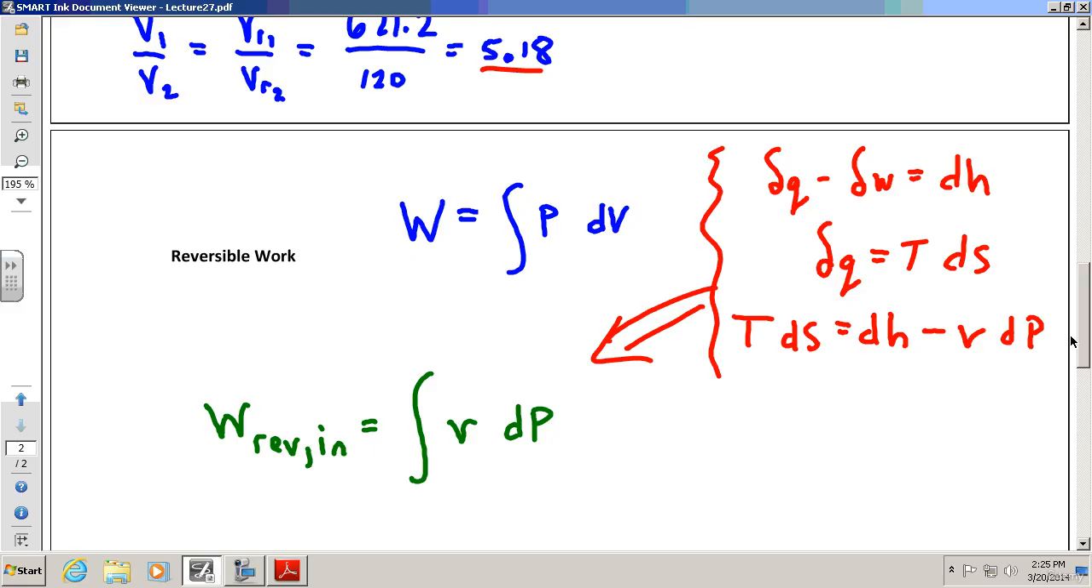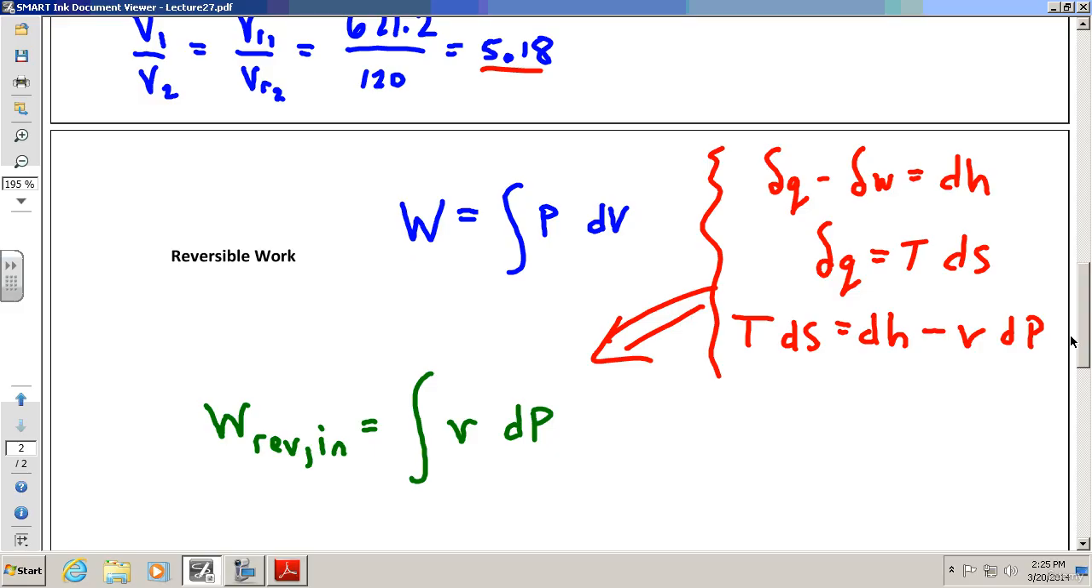So what is this saying? First, it looks like all I did is play a little algebra and say, oh look, I have work equals integral P dV, but now work is equal to integral V dP. That's kind of weird. They look similar. Here's what we're saying. Reversible work means the minimum amount of work. Whereas my blue equation says work equals integral P dV, which is kind of fundamental. This is the minimum work.